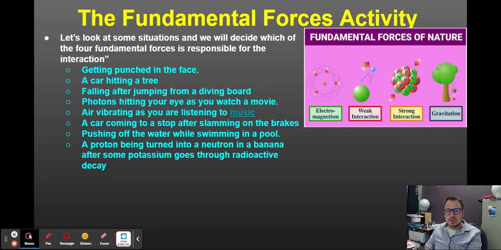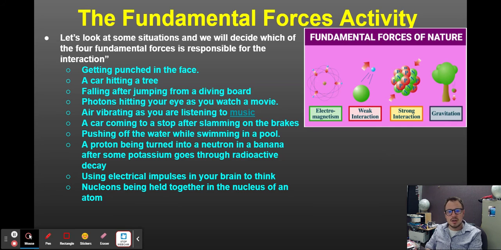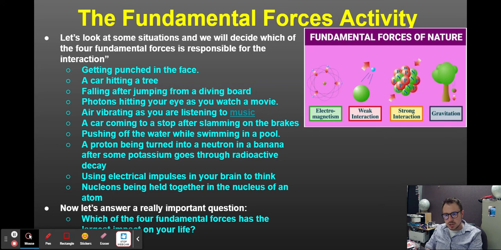Now, potassium going through radioactive decay, that's due to the weak force. That's what the weak force does. It's responsible for radioactive decay. The electrical impulses in your brain, that's the electromagnetic force. Nucleons being held together in the nucleus of an atom, that's the strong force.